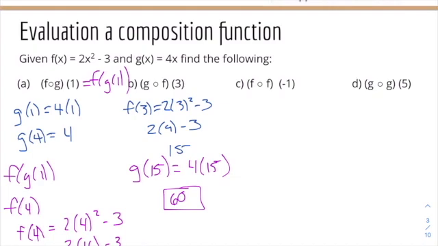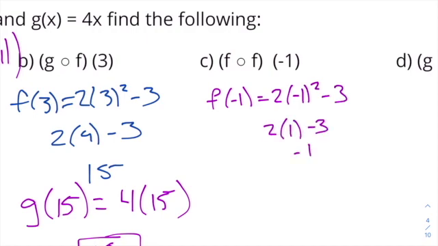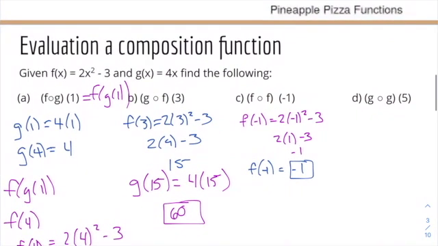If I have f of f of negative 1, that means the first thing I need to do is find, okay, what is f of negative 1? F of negative 1 is equal to 2 times negative 1 squared minus 3. This is 2 times 1 minus 3. This is negative 1. So now that I have that, I will plug that into f, which just happens to be negative 1 again. And I've already found that f of negative 1 is negative 1. I already did that work. So there we go. I can say that f of f of negative 1 is negative 1, because I found what f of negative 1 was.